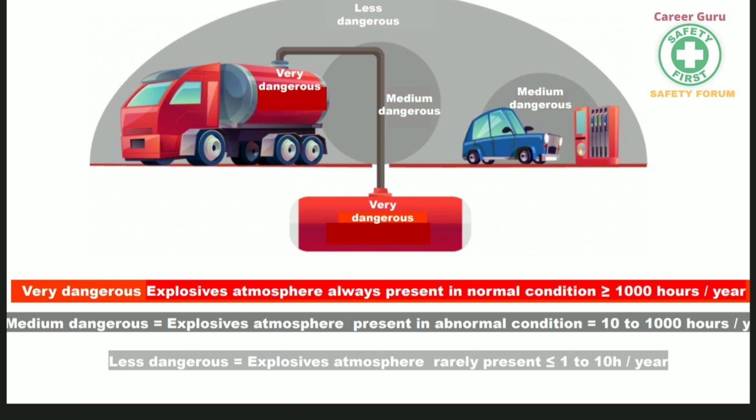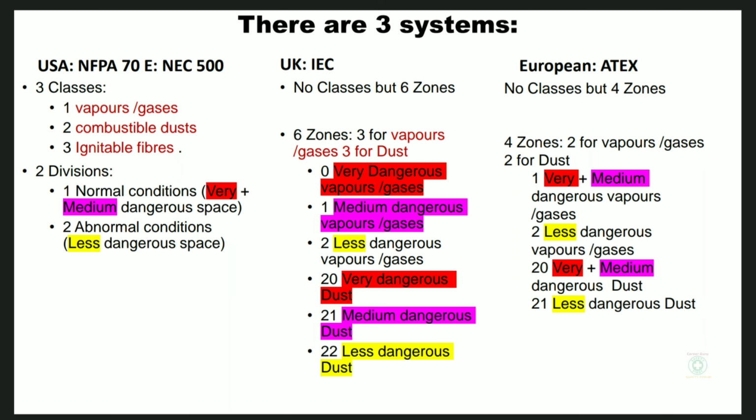So guys, what you understand from the above diagram is that the oil tanker, which comes in zone 0, is very dangerous, right? Similarly, the tank to which the oil is loaded is also very dangerous, where the explosive atmosphere is present for more than 1000 hours in a year. Now for the medium range, or zone 1, it will be around 10 to 1000 hours, which is the area nearby the tanker and the tank. And the less dangerous area means the outside area, right? The risk is very less, so in that case the presence will be from 1 to 10 hours per year.